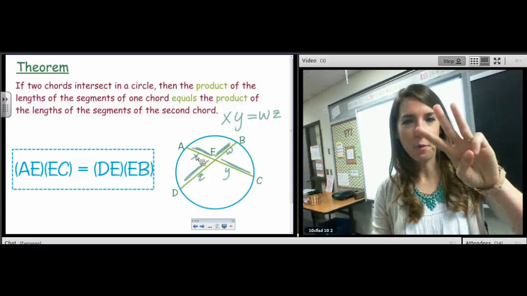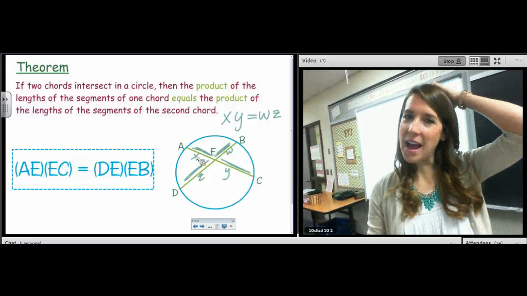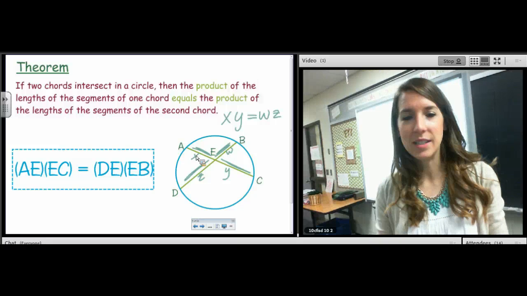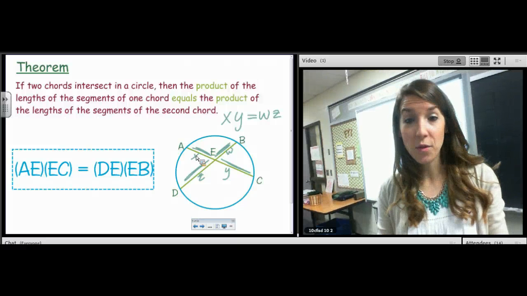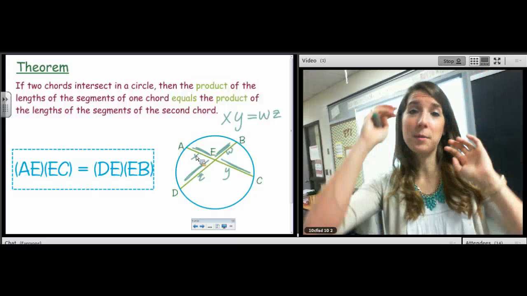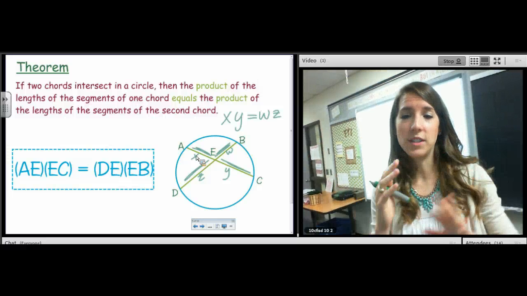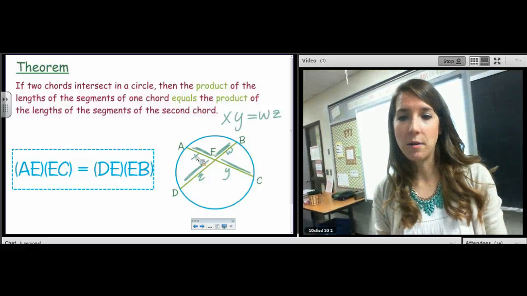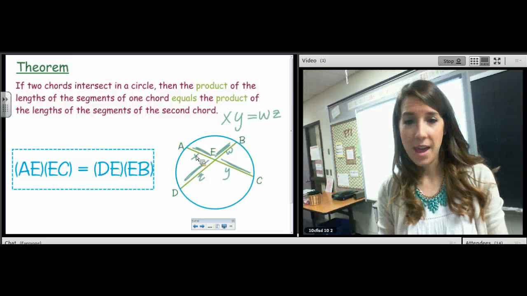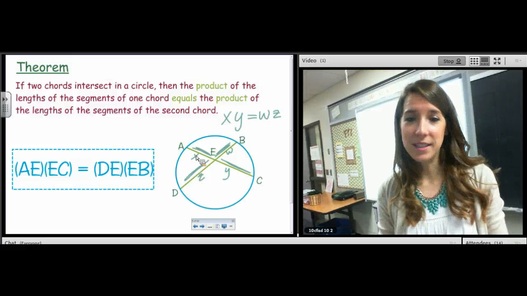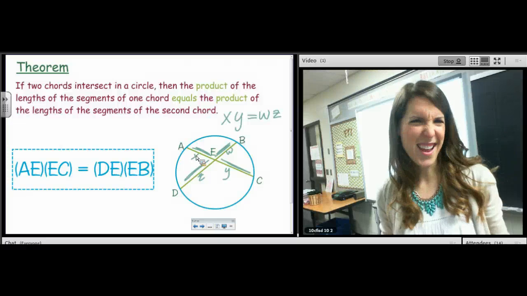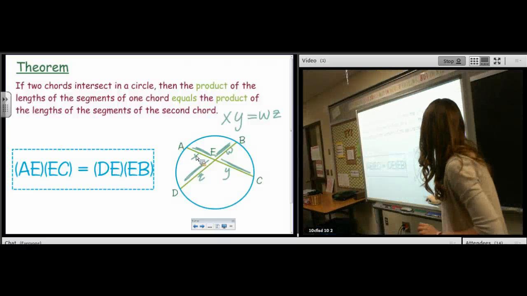Remember, we're learning about 3 theorems a day. I call it our 3-theorem diet. So we're going to learn 3 theorems today, believe it or not. Okay? So part times part equals part times part when the chords are in a circle. X times Y equals W times Z. AE times EC equals DE times EB. Did I say that in enough ways? Okay.